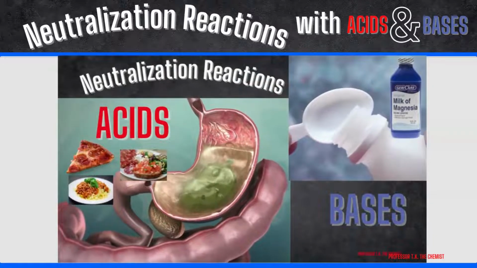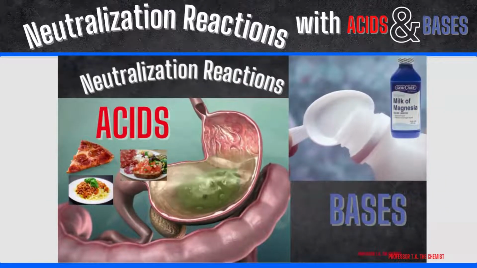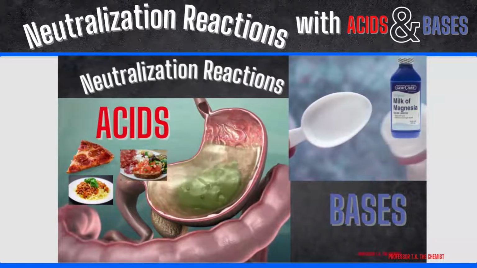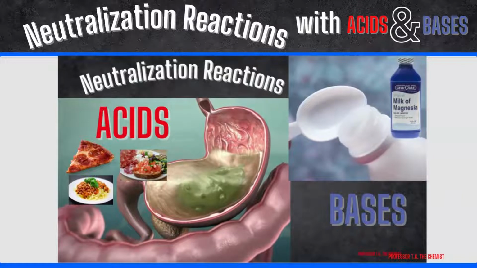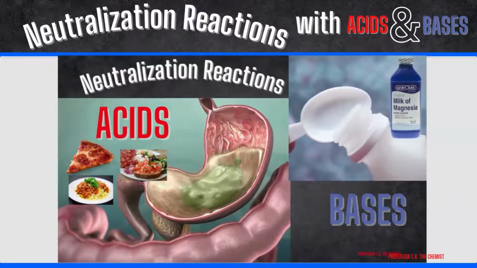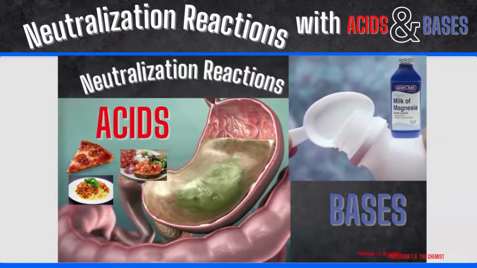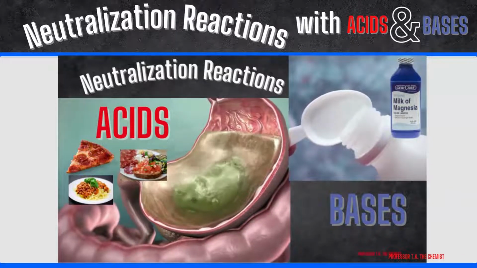So on the screen, I'm going to show you what it looks like when our tummies are full because we've eaten too much acidic stuff, whether it's pizza, pasta, tomato sauce, whatever the case may be. And then you have to reach for Pepto-Bismol or milk of magnesia. And when those two react together with the acid that's in your tummy, it's going to produce that salt and water to help neutralize that effect.